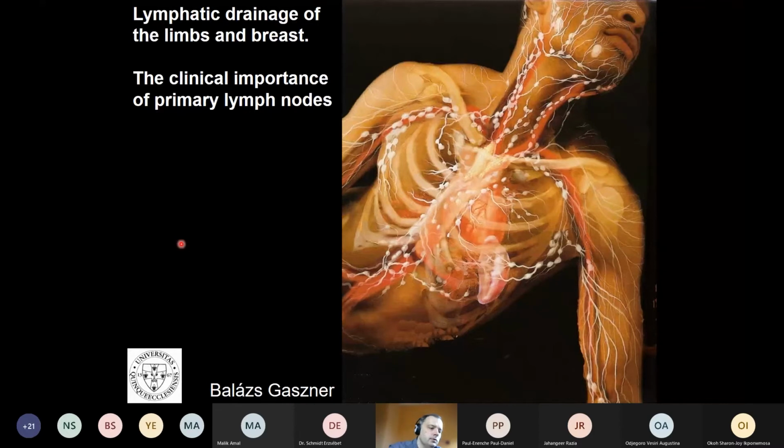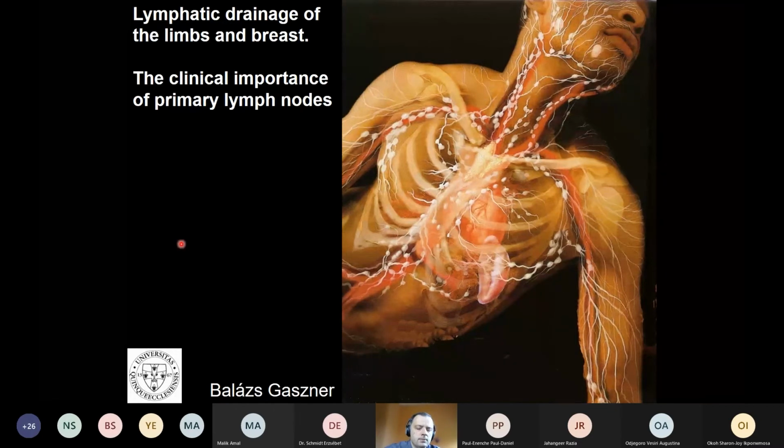The lecture is divided into two main parts. I invited a clinician, Dr. Schmidt, who will introduce her clinical work by introducing interesting cases to demonstrate how important the lymphatic drainage and the question of the lymph nodes is. This is the second part of the lecture.